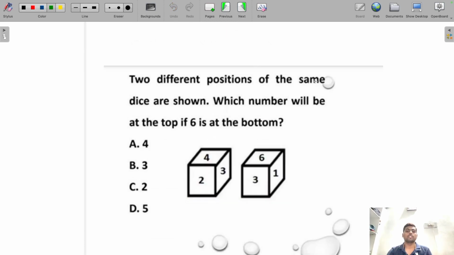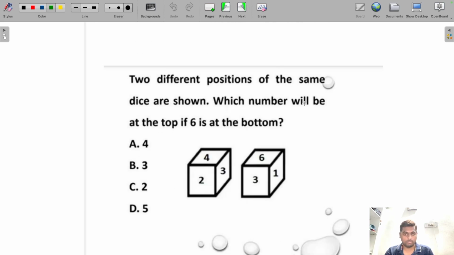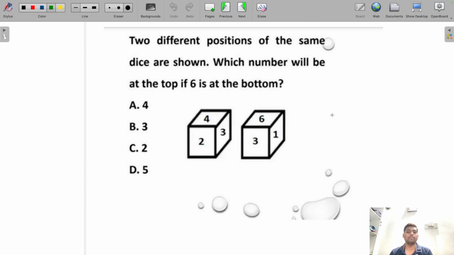Now coming to the next question. Two different positions of the same dice are given. Which number will be opposite at the top of 6 if 6 is at the bottom? Means, what is opposite to 6? That's what they are asking.